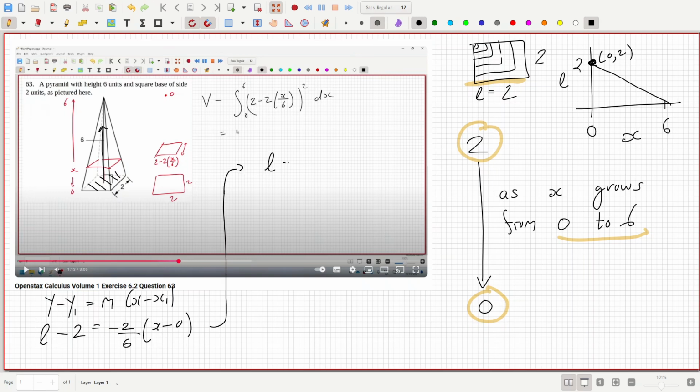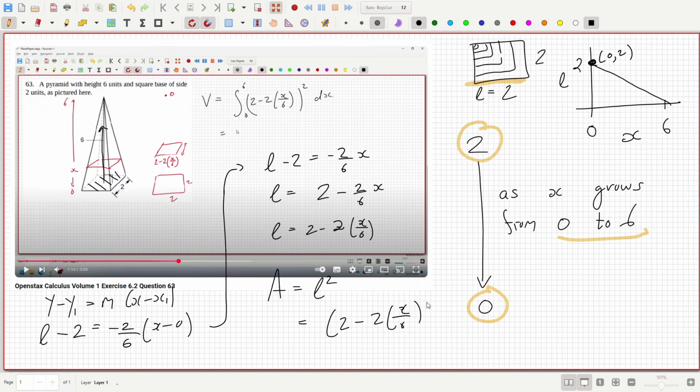So cleaning that up a little bit, that would be L minus 2 equals minus 2 over 6 x. So that is L equals 2 minus 2 over 6 x. Or to match it more closely with what I have, L equals 2 minus 2x over 6. So that's one length of the square. So the area, which would be L squared, would be (2 minus 2x over 6) squared. So that's exactly the same thing as I got here.